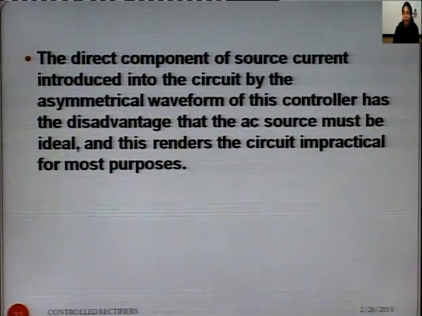Then we can say the direct current of source current introduced into the circuit by the asymmetrical waveform of this controller has a disadvantage, and that is the AC source must be ideal, and this renders the circuit impractical for most of the purposes.